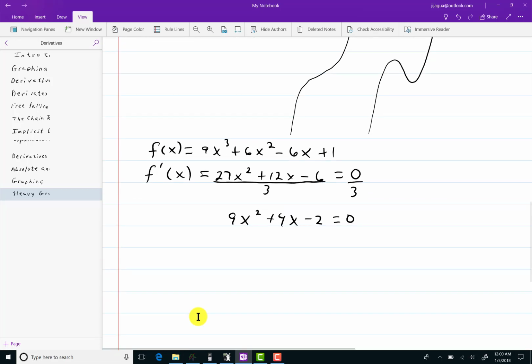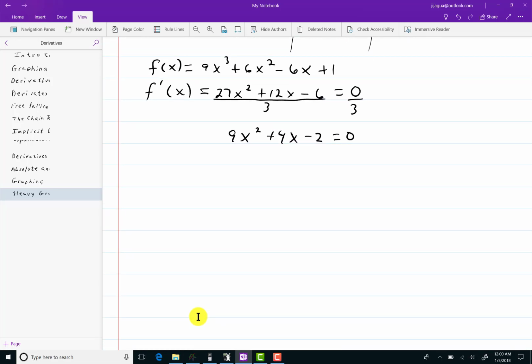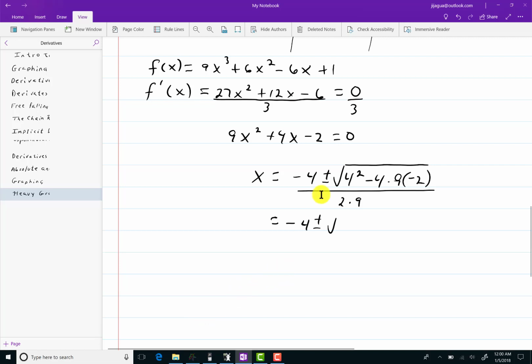And once again, I'll use the quadratic formula. So x will equal negative b plus and minus the square root of b squared minus 4 times a times c, all over 2 times a. So I'll have negative 4 plus and minus. Let's see what we got inside of here. This will be 16 plus 72, so that'll be 88. And that'll be over 18. Not a lot of simplifying can happen here.